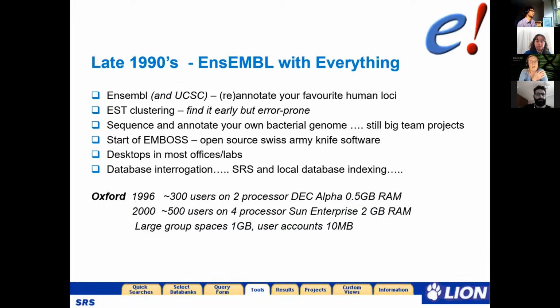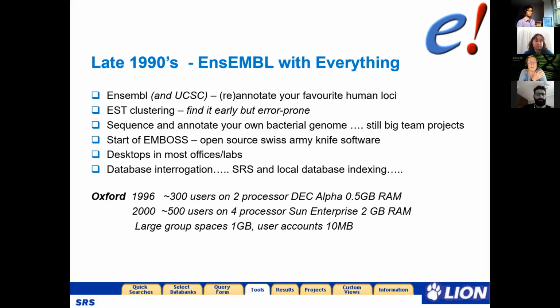So moving on to the late 1990s, this was the time of heavy use of the draft human genome. So there were various ways of viewing that. Ensembl and the UCSC browser were very familiar to many. EST clustering was very important if you were looking for your favorite gene in the draft genome. So some big teams were sequencing and annotating their own bacterial genomes, but these were still big team projects. They were still taking quite a long time to do and required quite a lot of technical competence to actually put together a bacterial genome.